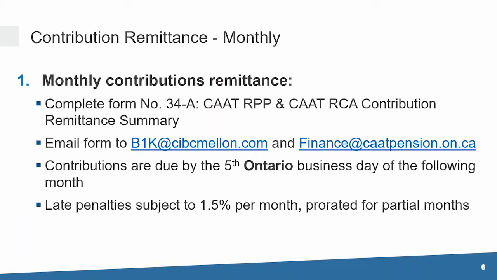The contribution payments are due by the 5th Ontario business day of the following month. For example, July 2020 contributions would have been due August 10th, 2020, as August 3rd was a statutory holiday in Ontario. If payments are not received by the 5th Ontario business day, it is subject to a late penalty as specified in our plan text. That late penalty is currently 1.5% per month, and it's prorated for partial months. This form, like all of our other forms, comes with a detailed instruction tab.